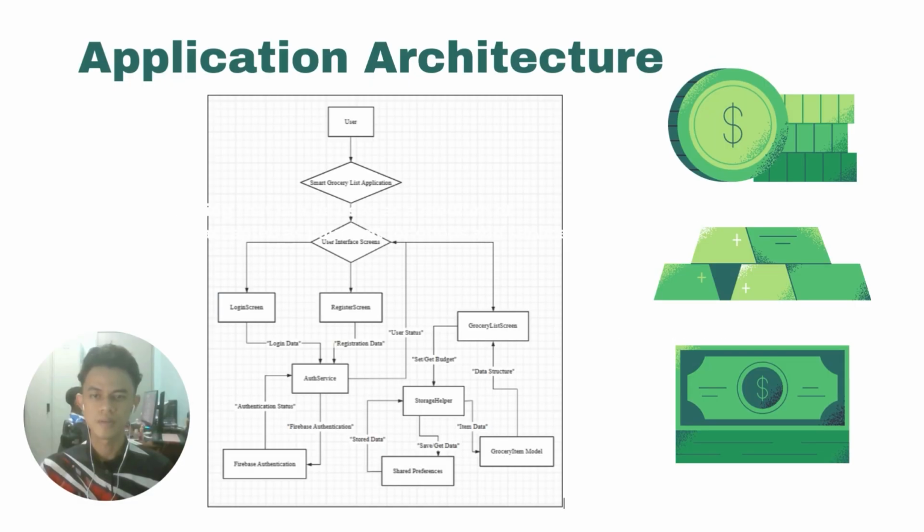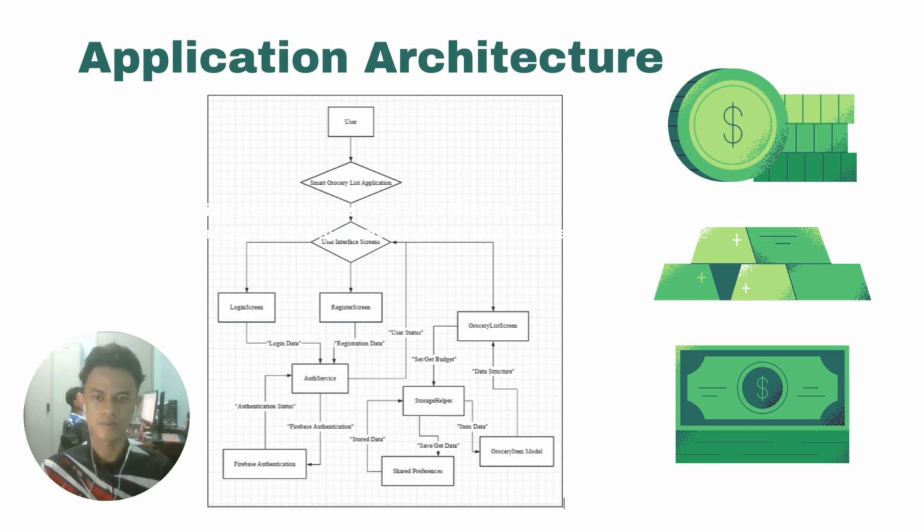The Smart Grocery List app is built using a simple and modular architecture, making it easier to manage and scale. It is divided into three main layers, which are user interface layer, service layer, and model layer. The UI layer includes the screens the user interacts with, which are login, registration, and the grocery list. The service layer handles the app core logic, where auth service manages user authentication using Firebase, and storage helpers save and retrieve data locally using shared preferences. The model layer defines how data is structured, with the grocery item model representing each item in the list.